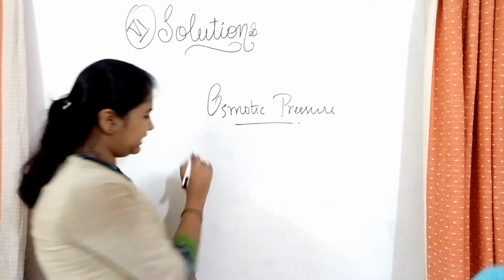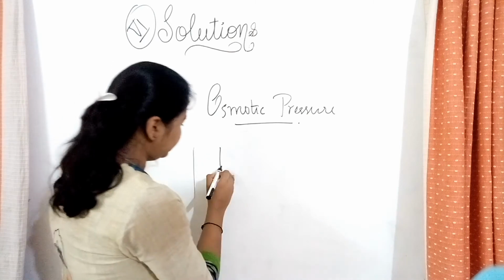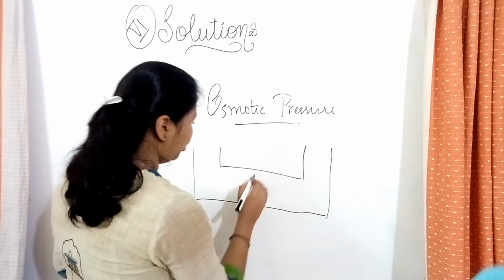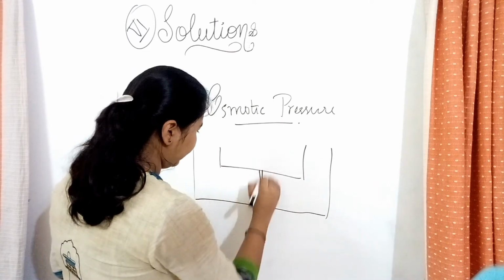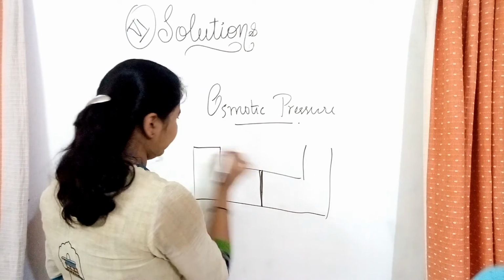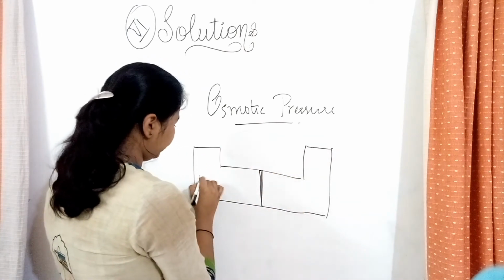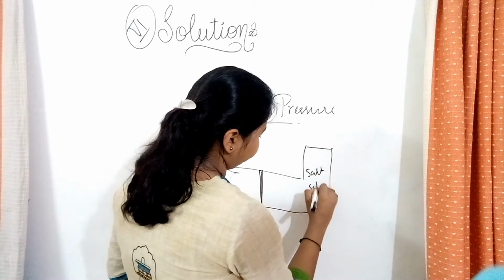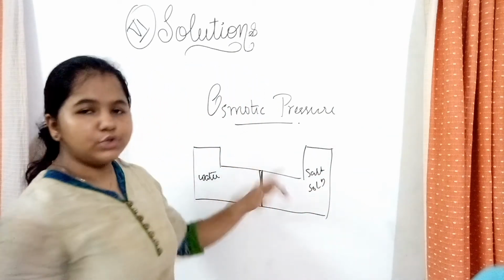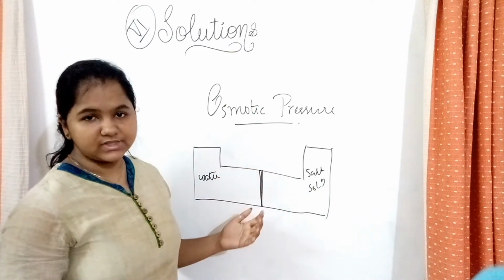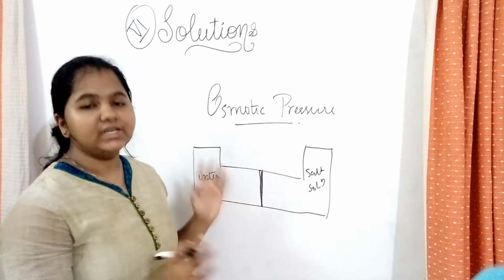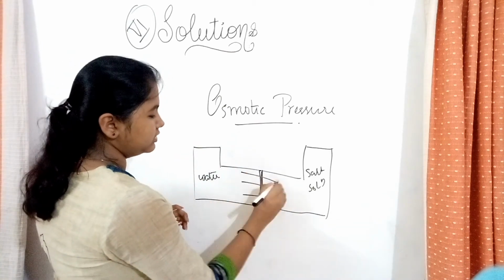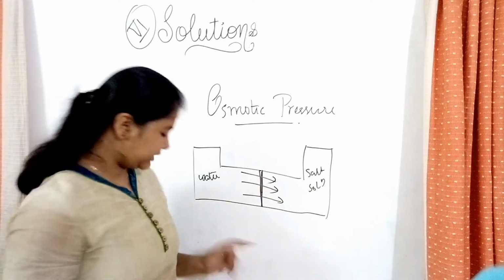So let's draw a diagram to know what osmosis is. This is our container. Over here we have a semi-permeable membrane, and here we have water. Here we have salt solution. There is salt in water. So what would happen? Where is there a lower concentration? From lower concentration, it will move to higher concentration. So the water would move to the salt solution. So that is osmosis.